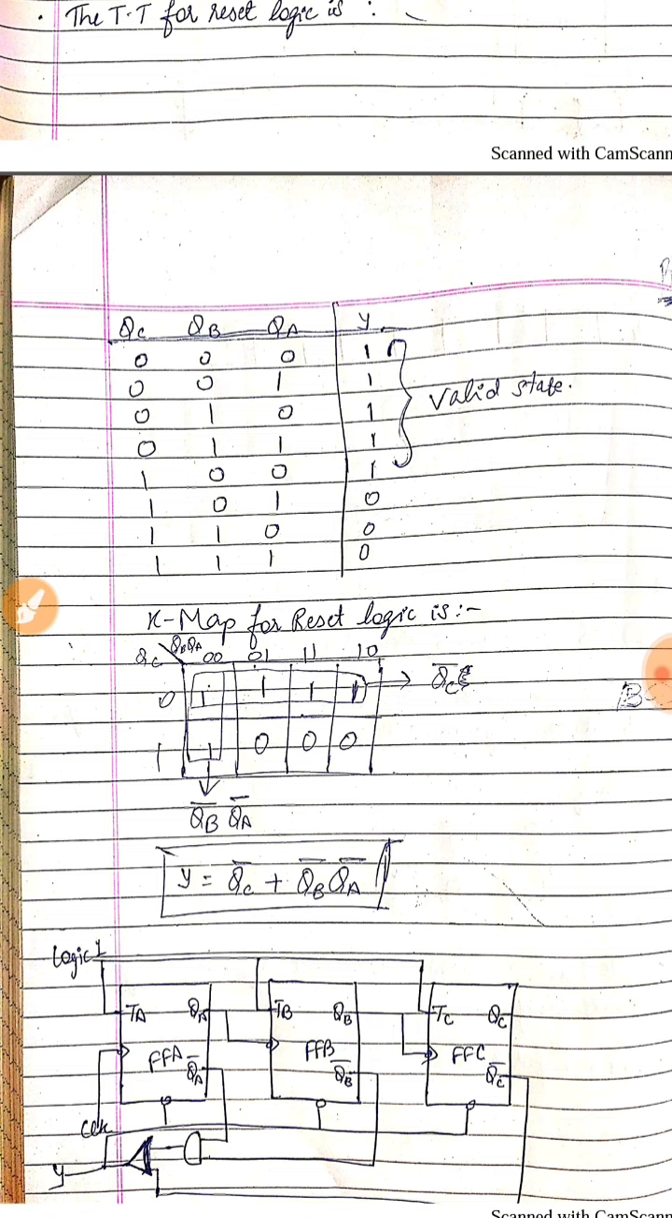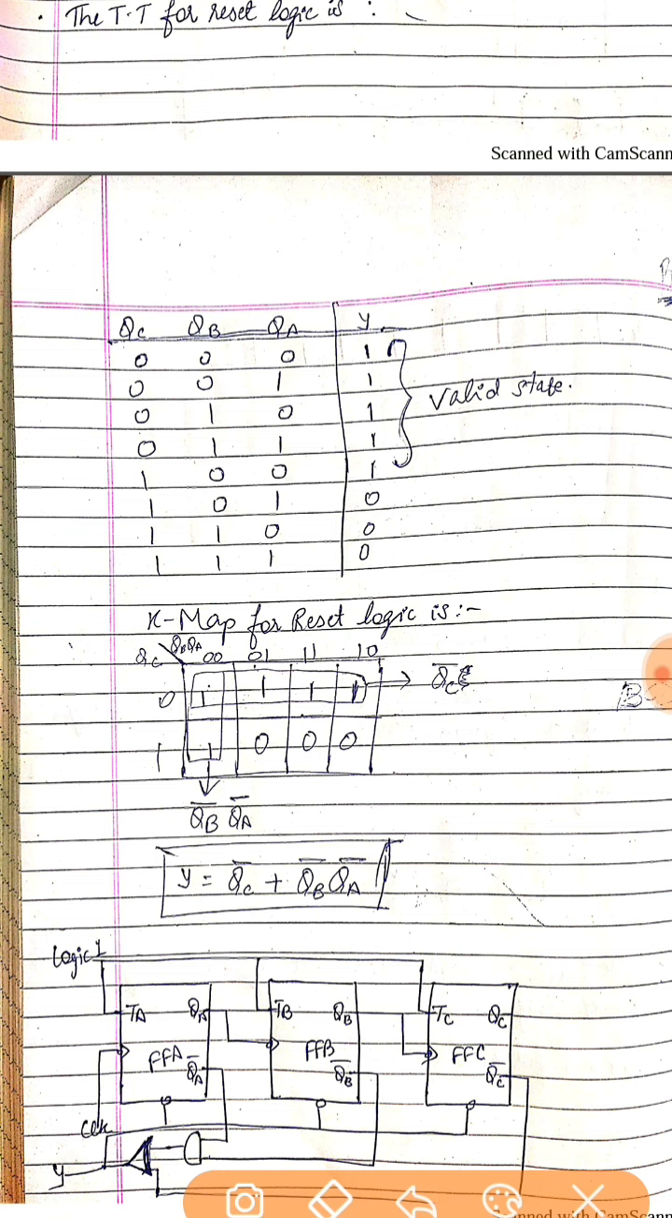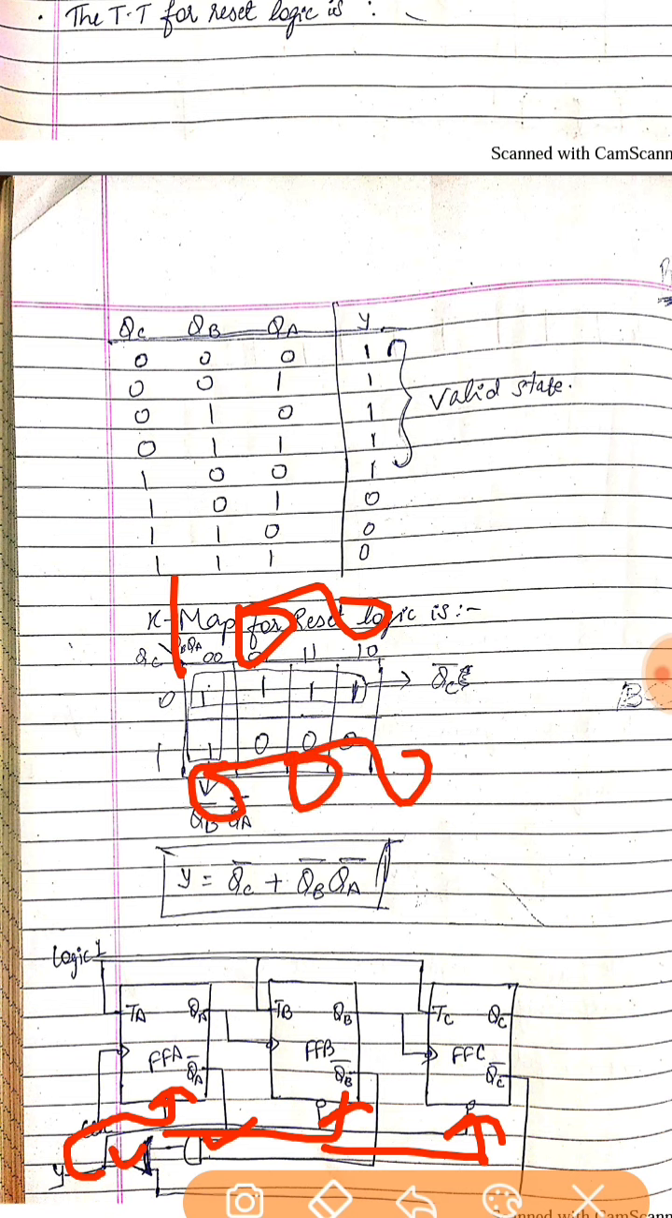You can see here one AND gate and one OR gate are used, and this output Y is fed to the clear input of all the flip-flops. As soon as we reach 1 0 0, after the next clock it will become 0 0 0 again. So the circuit will be reset.